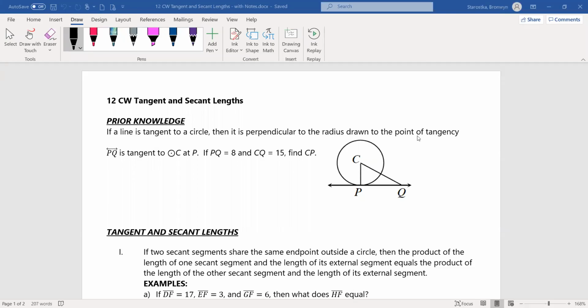Good morning. So today, Unit 10, Classwork 12, Tangents and Secant Length. Last time we had intersecting secants or chords inside a circle. Today we're going to talk about when a tangent and a secant, two secants or two tangents intersect on the outside of the circle, how we figure out what those lengths are.